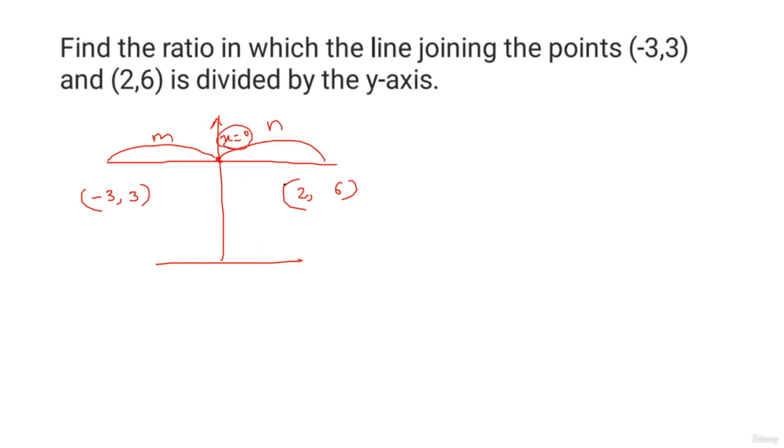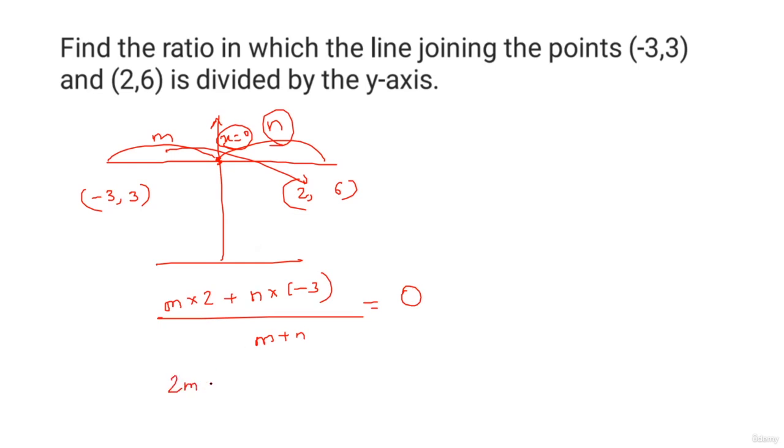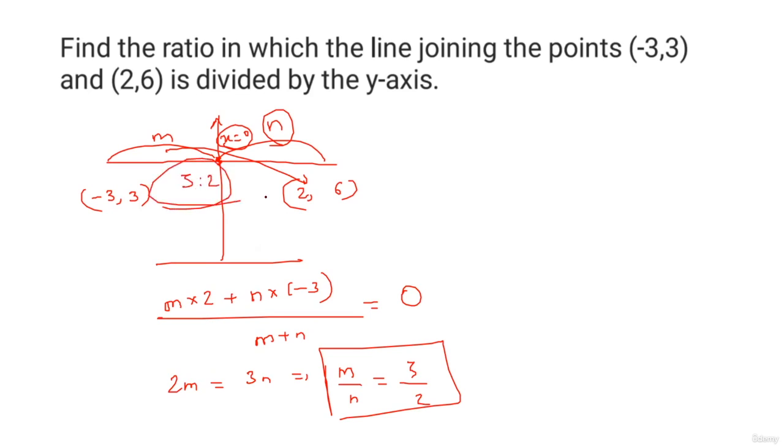Now, guys, by the section formula, we can find the x coordinate: (m into 2 plus n x1) divided by (m plus n). This should be the x coordinate of this point. But since this point also lies on the y-axis, its x coordinate will be 0. Solving this, you get 2m equal to 3n. That gives m by n equal to 3 upon 2, or the ratio in which the y-axis divides this line is 3:2. Very simple.